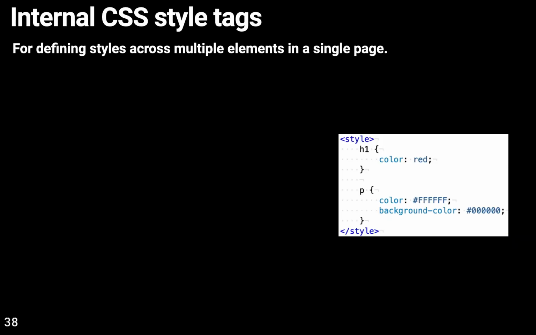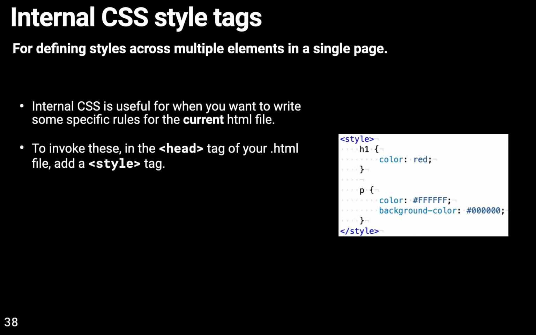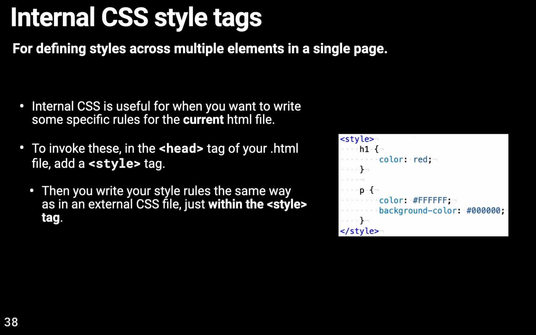Now let's talk internal CSS. It's great to be able to define things across many pages, but sometimes you want to style one page in a very specific way. So to do that, we use the style tag. You would put it in almost the exact same spot that you would put a link to an external CSS, but instead it's the style tag. And inside the style tag, again, the rules are the same. You just write the same way as you did in the other document. You just write it within the style tag.